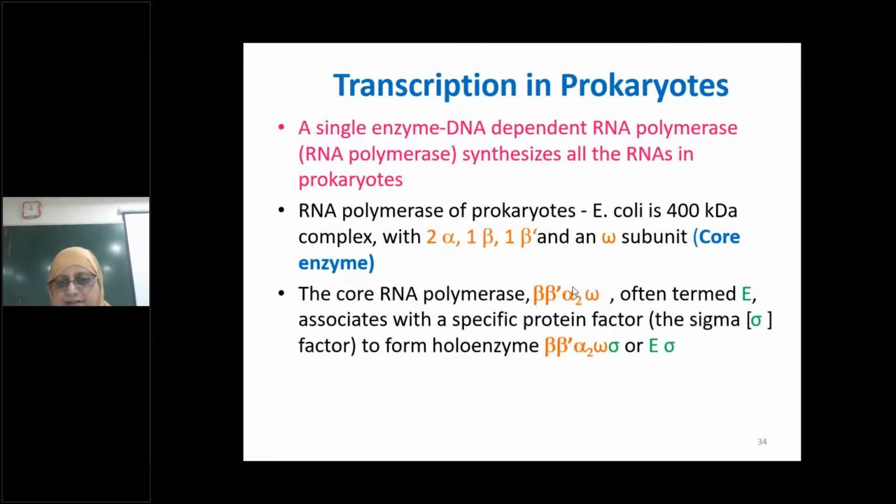Now this whole core enzyme is often represented by the abbreviation E. This core enzyme will associate with a specific protein factor known as the sigma factor. The sigma factor along with the core enzyme together forms the holoenzyme, which is represented by E sigma. So E consists of all these 5 subunits, and the sigma factor is also present. Together they form the holoenzyme.